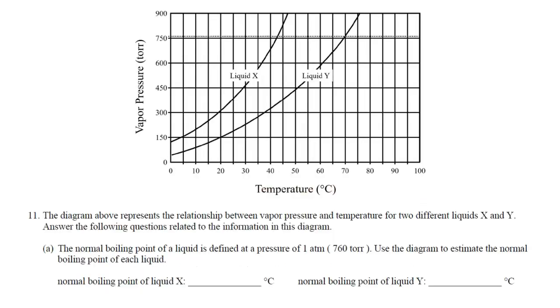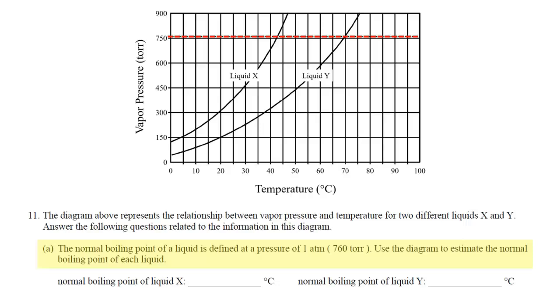So in part A, it says the normal boiling point of a liquid is defined at a pressure of 1 atmosphere or 760 torr. Use the diagram to estimate the normal boiling point of each liquid. Now, there is a slight dotted line you can make out on this diagram just above 750. So that is intended to be the pressure of 760 torr. I'm going to go ahead and just highlight that with a red line across that diagram. Now I'm looking for where that curve for liquid X intersects that line. So that would be the temperature at which the normal boiling point of the liquid would occur.